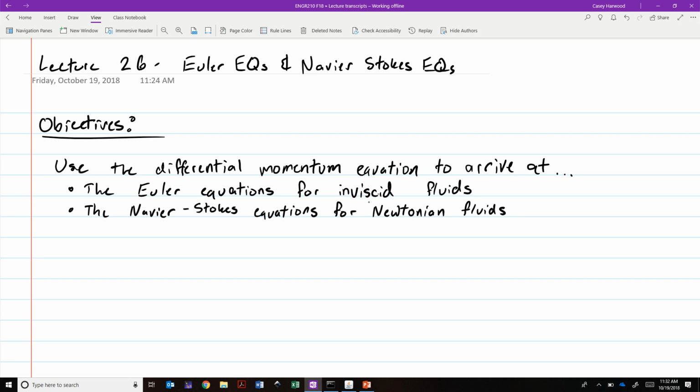The idea is we're going to take the momentum equation we ended up with last time, the general equations of motion, and we're going to plug in a couple of substitutions based on things we've already learned to come up with these two different sets of equations.